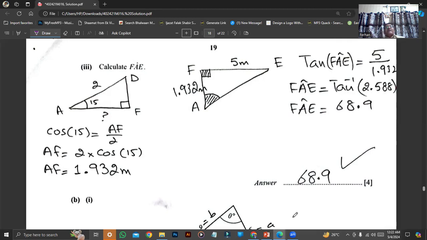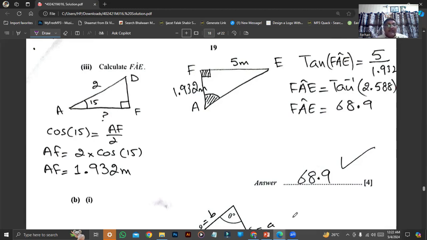Then I will take the right angle triangle AFE, which was the floor of that ramp, the bottom of that ramp. That was a rectangle on the ground. This is a triangle of that rectangle, a part of that rectangle, I mean. AFE. FE is 5 meter and the AF is 1.932 meter.